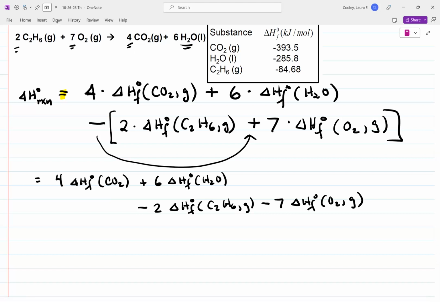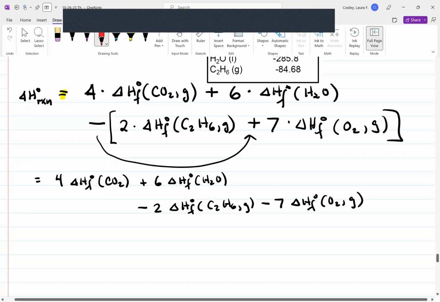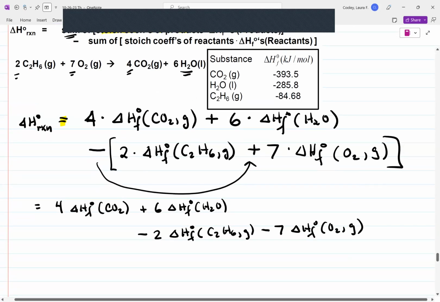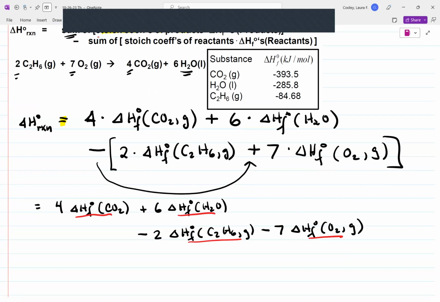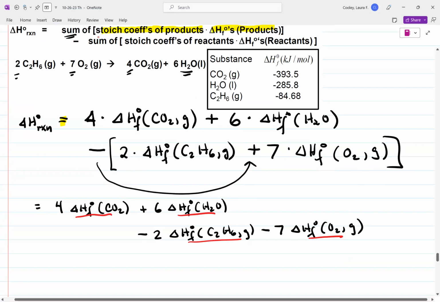Now I can simplify this right away a little bit. If you look at the chart, you'll notice that one of the numbers is missing. Which number is missing? And why would I not have the delta HF0 of O2 in this chart? It's 0. So if I were to put O2 here, it would be 0. So I just don't include it. You're supposed to know that that's 0. So I don't have to worry about that term. But I have to worry about the others, okay?